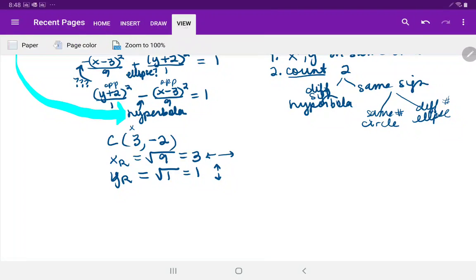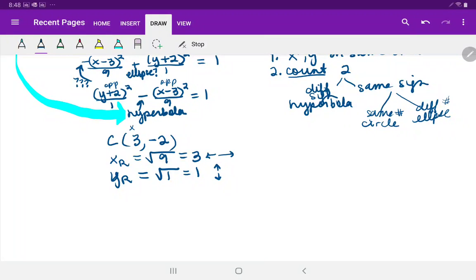So what if you don't have graph paper? Okay, so let's draw this. So 3, negative 2 is your center. I go left and right 3, up and down 1.